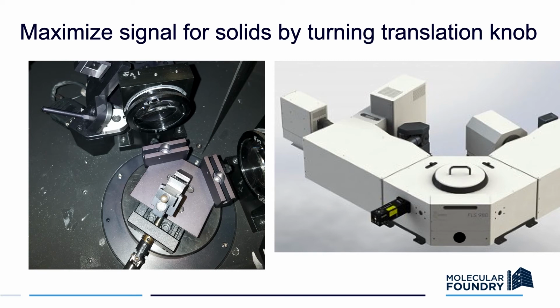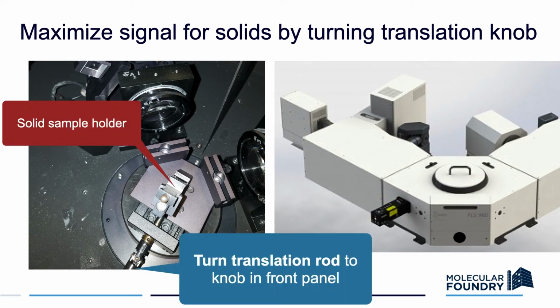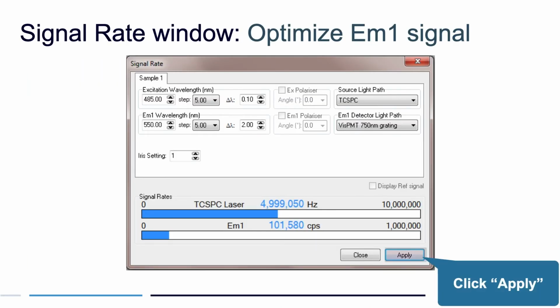You can also adjust the solid sample holder if you're using it. You can turn the translation knob so that you can optimize the focal point of your laser onto your solid sample holder. Make sure to orient the solid sample holder so that it's facing the picosecond laser instead of the lamp, as it appears in this case on the left. So once you've optimized the emission 1 signal, you can click Apply and then Close.